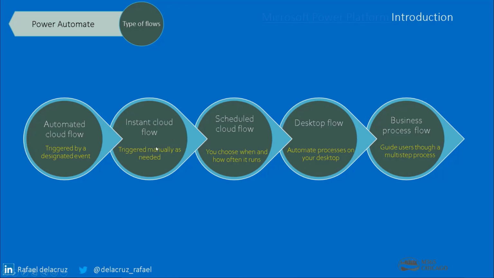The instant cloud flow is the one that you need to trigger manually. In which cases do you need to do that? You will find cases where it doesn't need to work based on an event. You just go and execute it when you need it. But you can also schedule that. Create a workflow that runs once a month, once a day at 10 a.m. in the morning, if it is the case. Or you can use the desktop flow solution that I showed you a few minutes ago, or create a business process flow as well. All of these will help you to automate a process.